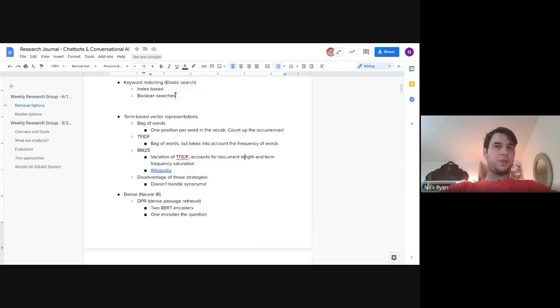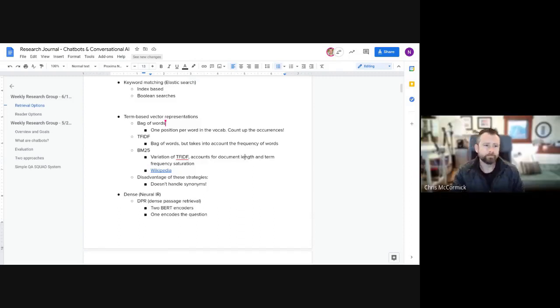So yeah, there's another option. I haven't played with it, but it is in the Haystack, deepset Haystack question answering ecosystem. That's one of the plugin options you can use to sort through documents.